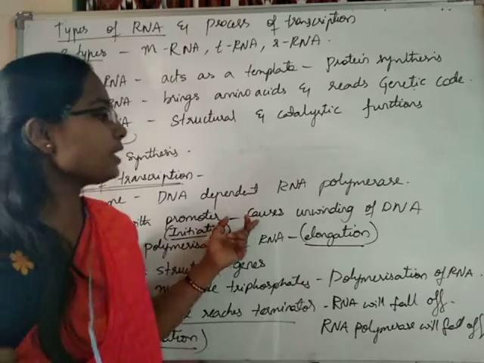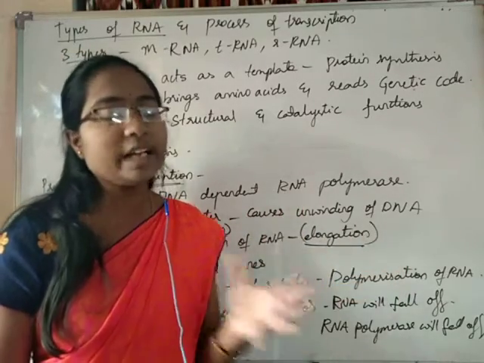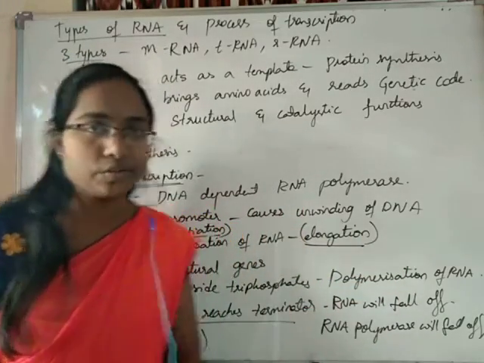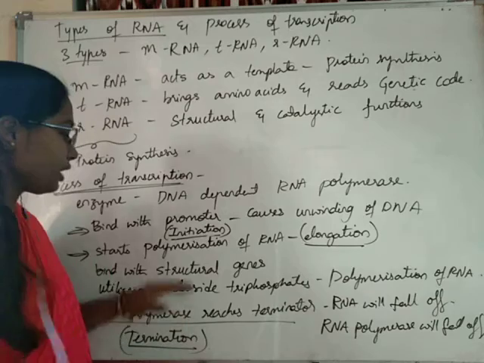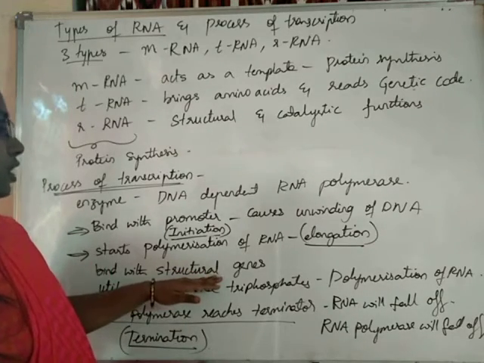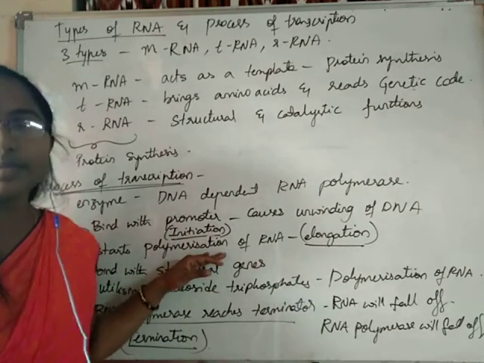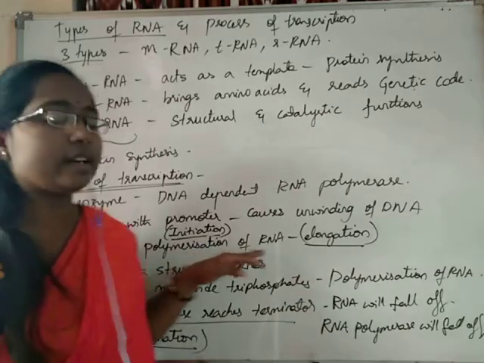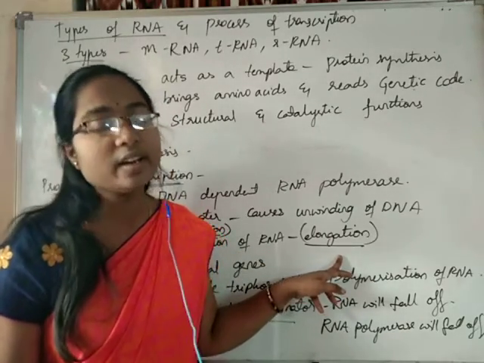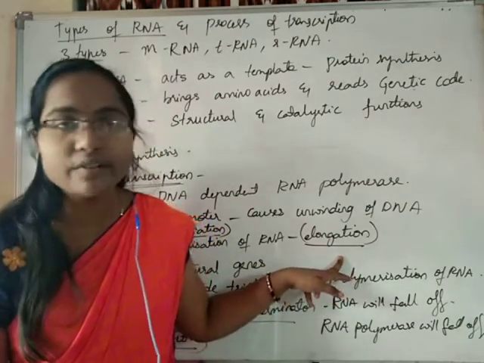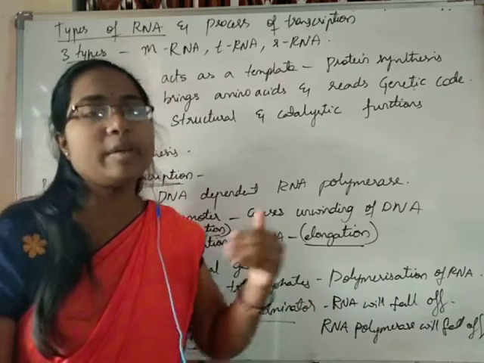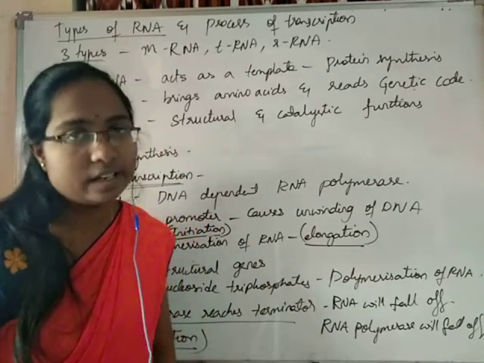So, now it causes unwinding of DNA. Binding with the promoter will cause unwinding of DNA. Now using the structural genes, it is going to start polymerization of RNA. This polymerization of RNA is called elongation. Followed by initiation there will be elongation, where there will be an increase in the length of RNA.